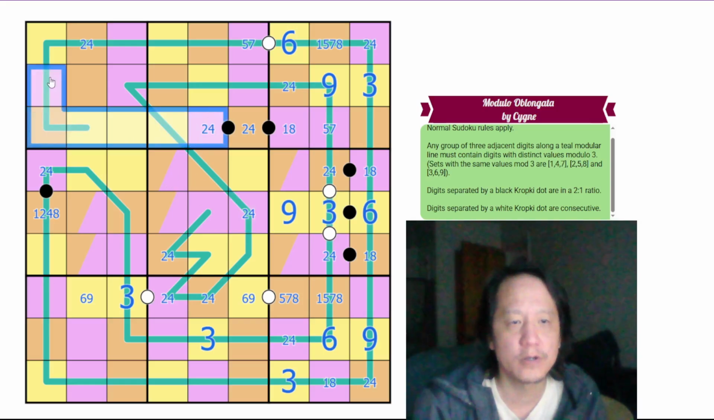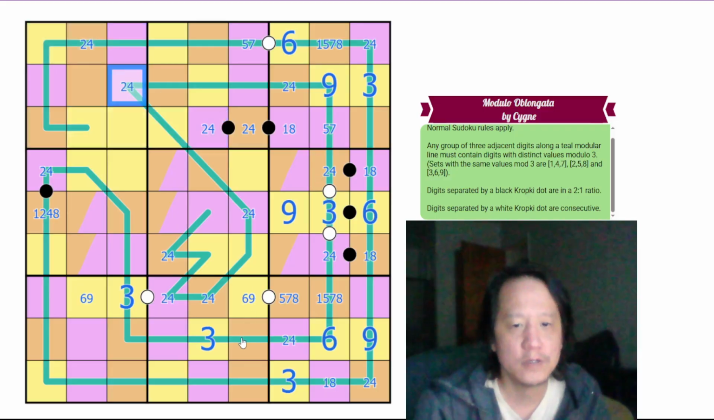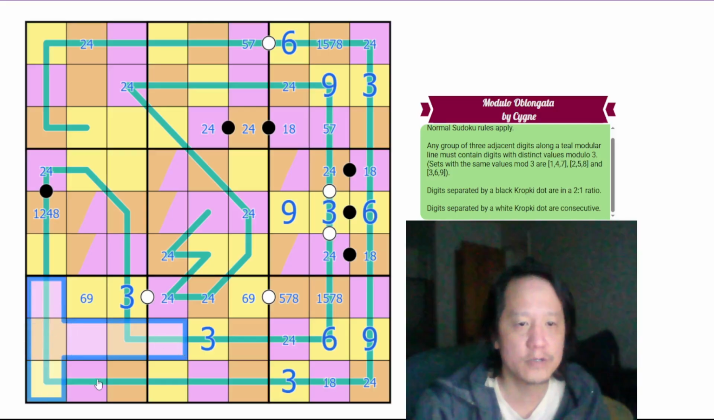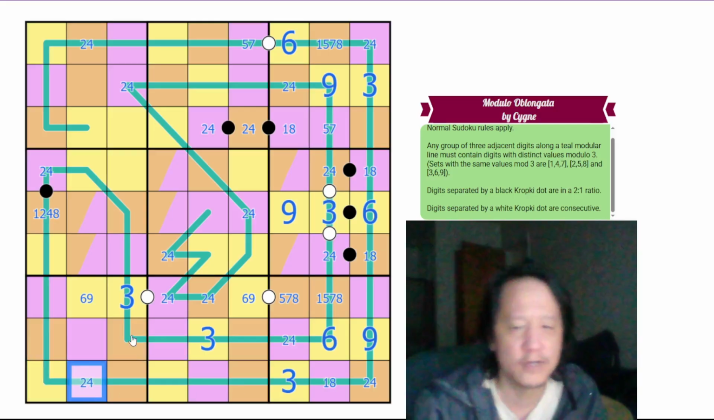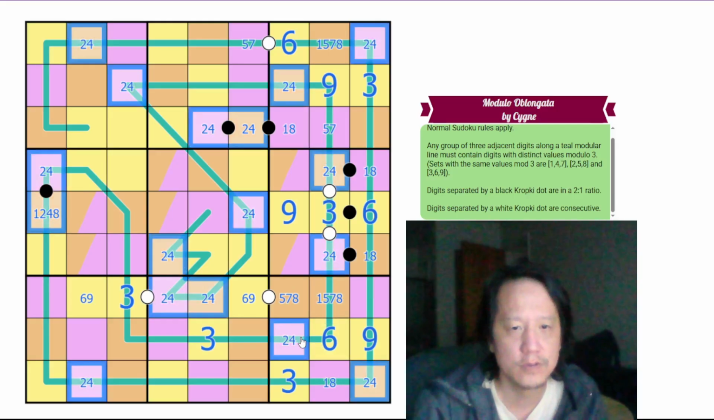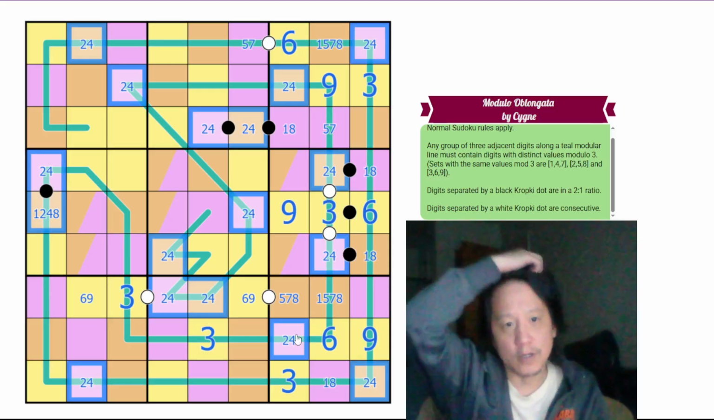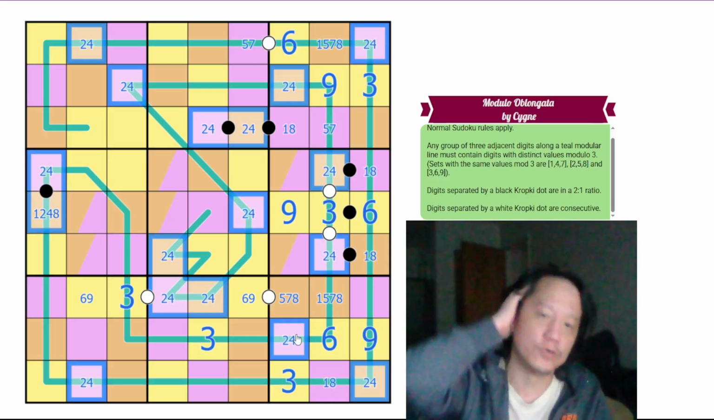Can't be here, here, or here. So pink 2, 4 is here. Cannot be here or here, so pink 2, 4 is here. So we have all the pink 2, 4s, I believe. We don't have all the orange 2, 4s.